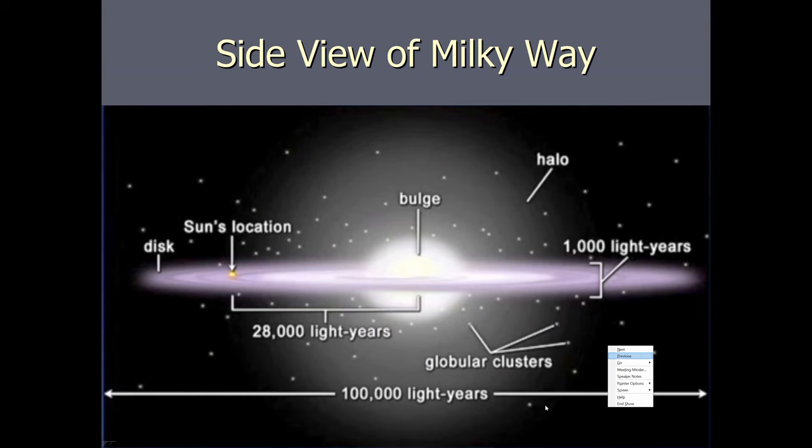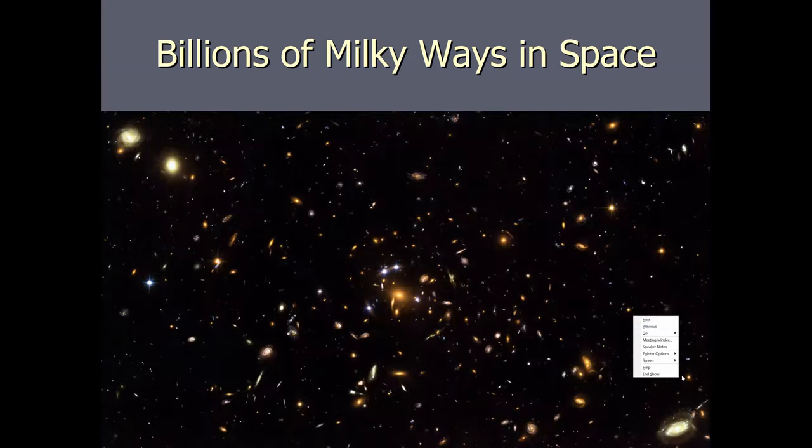Now, I am going to go to the next slide. Can you see my next slide now? Okay. The universe consists of billions of Milky Ways, and our Milky Way is only one of billions of little dots in the universe. So we are really, really small in the entire universe.